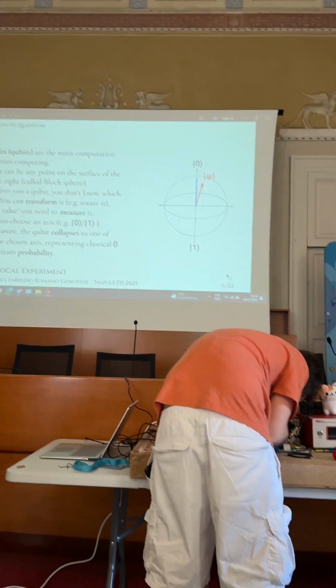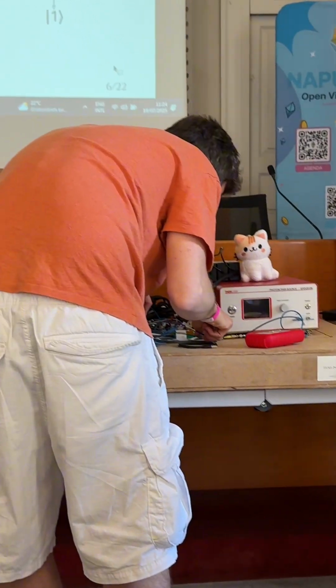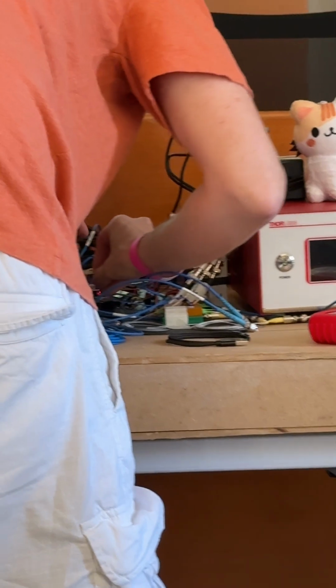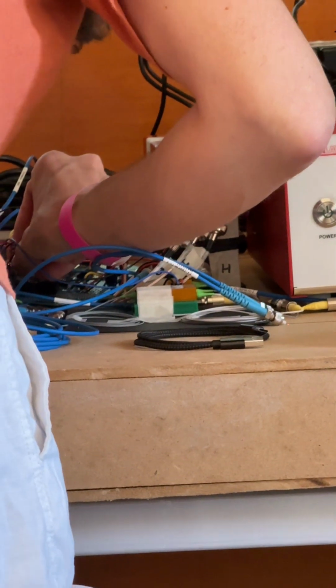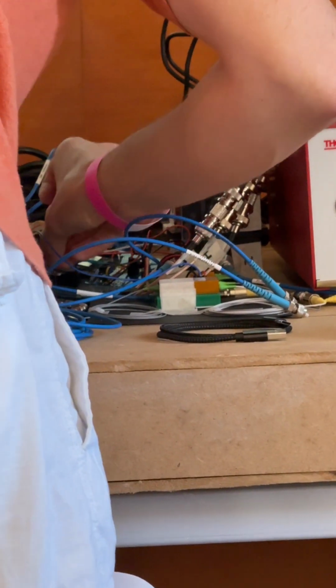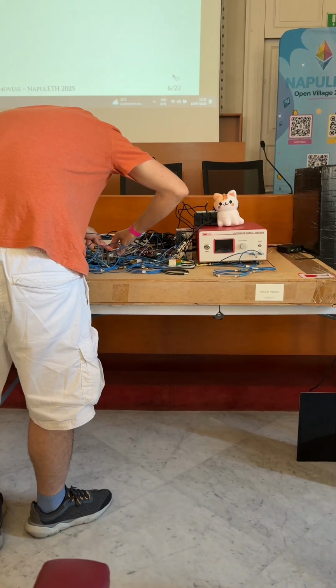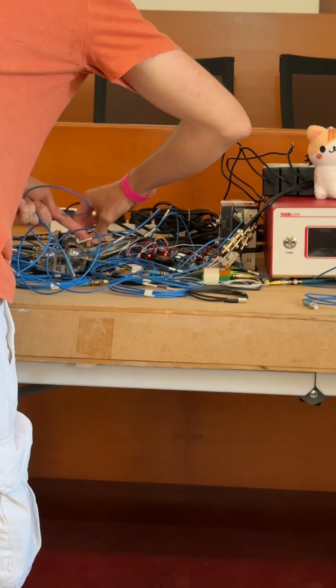Now you see that the more this thing is close to one of the two poles, the more likely it is that it will end up there. So, for instance, this thing is way closer to 0 than to 1. So when we measure it, probably 85% of the times it will end up at 0.